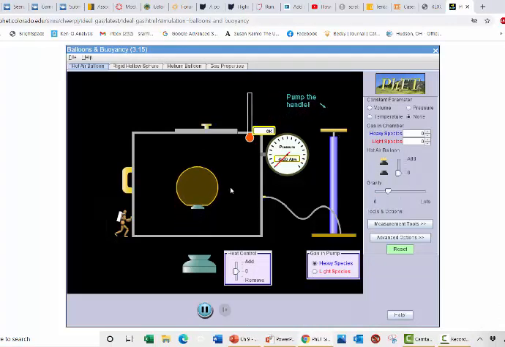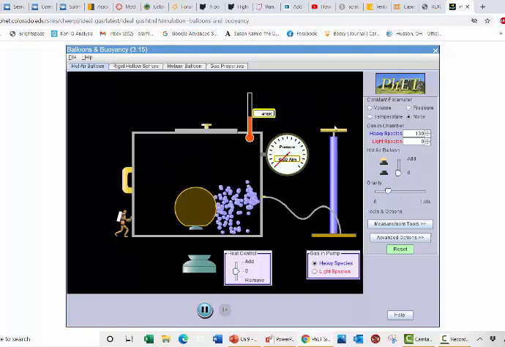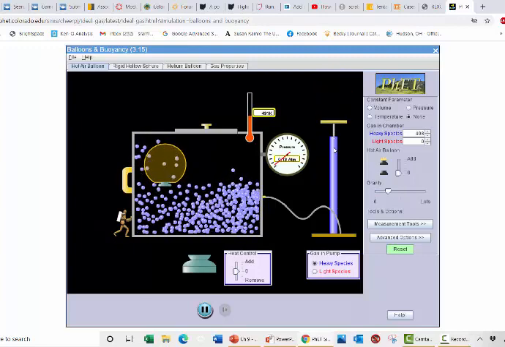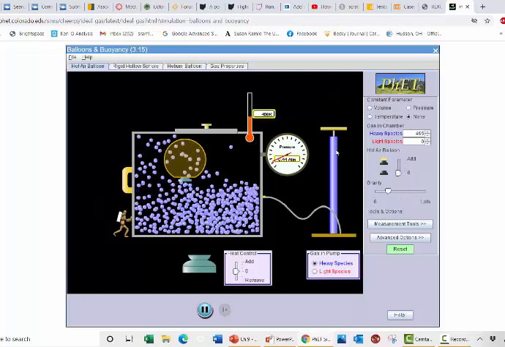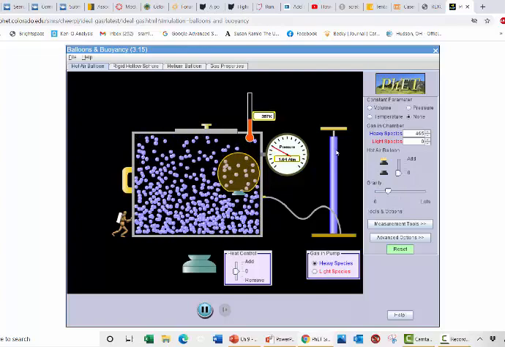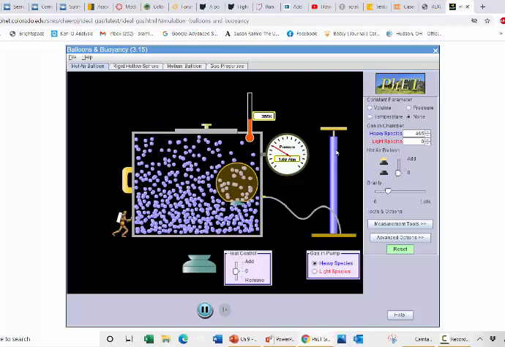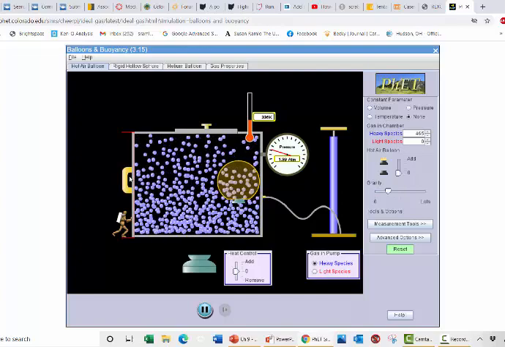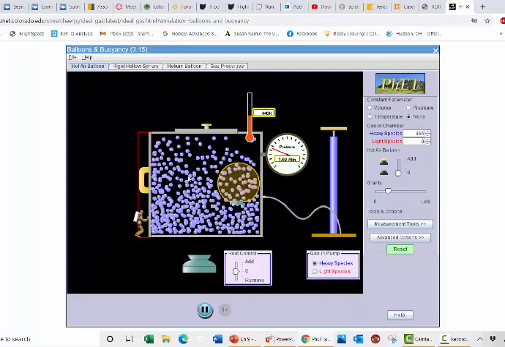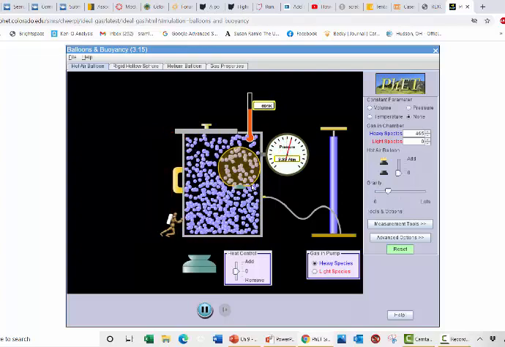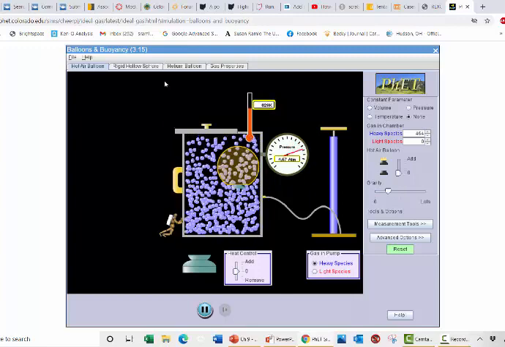So here I have a ball, and I can pump my handle so I can put gas in here. It's a heavy species, which just means it's basically a dense gas. And so here is my object, and it's just kind of floating above. And we can see how the temperature is changing. And then now I can compress it, and I can see how my pressure changes. So this is a little bit like some of the things we've been doing.